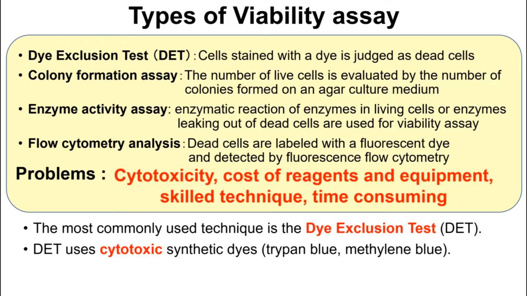However, these methods have drawbacks such as requiring specialized techniques and equipment, damaging cells, and inability to perform in situ measurement in the cultivation process. Therefore, in order to solve these problems, in this research, we propose a cell viability assay using natural edible pigments as the dye exclusion test in the above-mentioned method.